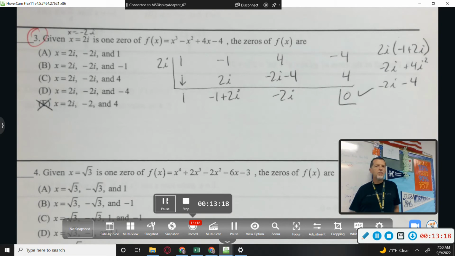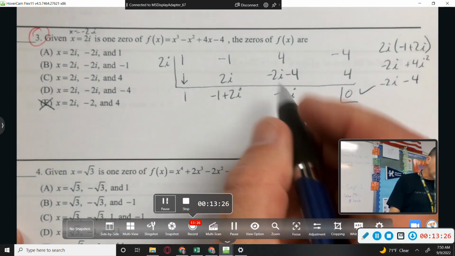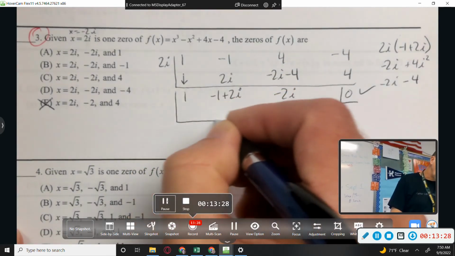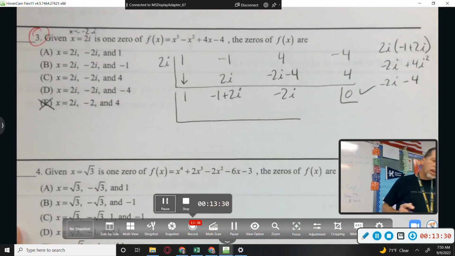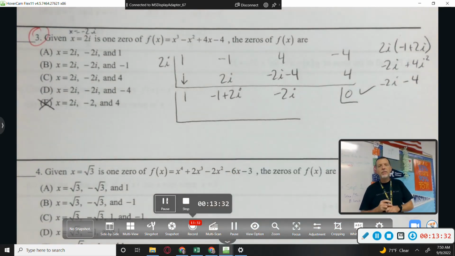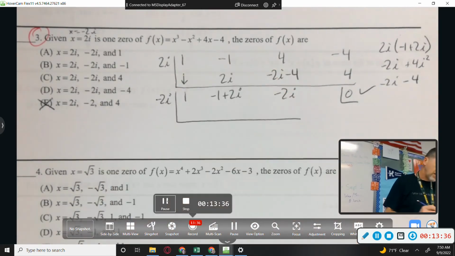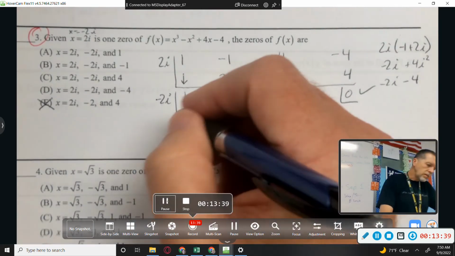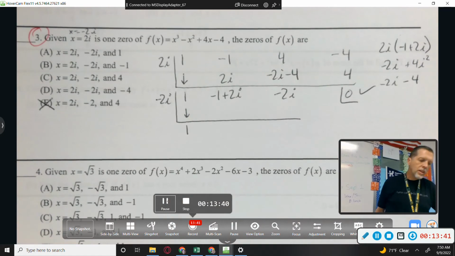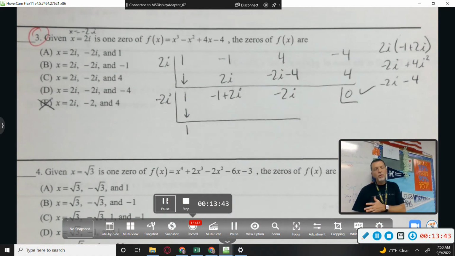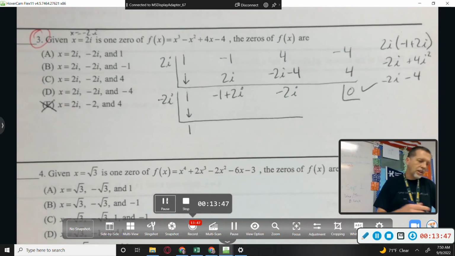Okay, so it's like, what did that do for us? I mean, it proved that 2i is an answer, but it also gives us some depressed coefficients. So let's now synthetic divide with negative 2i. Copy down the 1. The second time through is supposed to go smoother, so we'll see. We should still get 0 at the end.